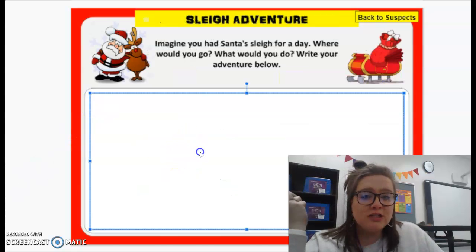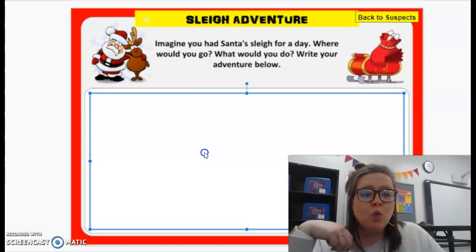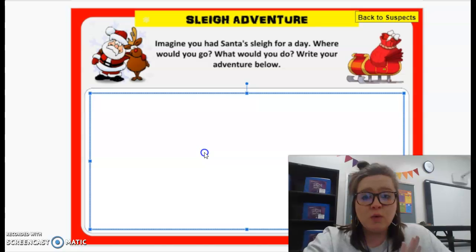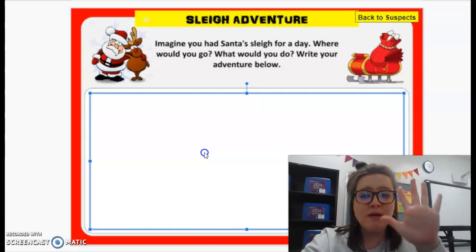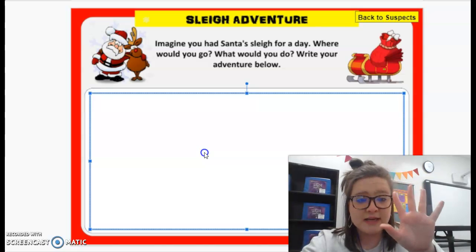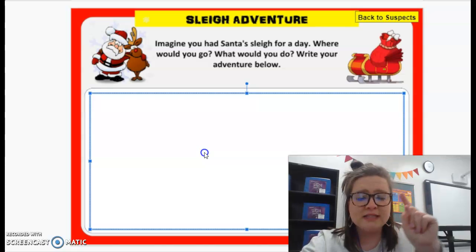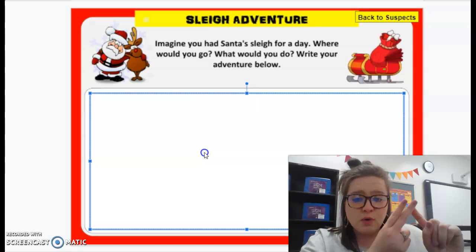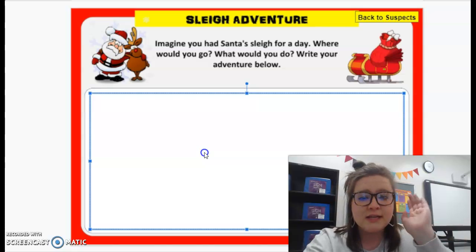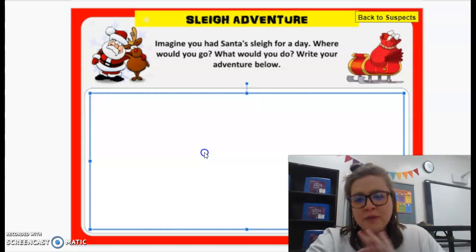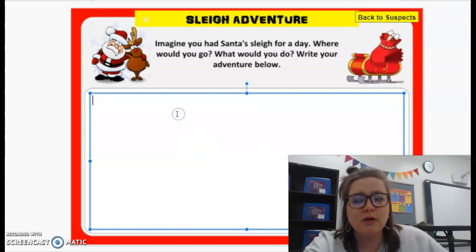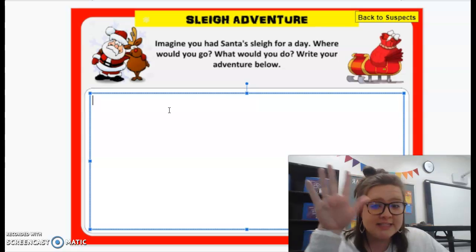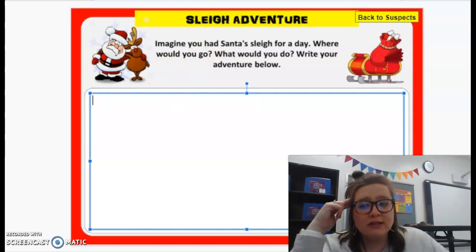Okay? Imagine you had Santa's sleigh for a day. Where would you go? What would you do? Write about your adventure below. You have to do this. All right? I need a minimum of 5 sentences. Okay? 5 complete sentences. Where would you go and what would you do? You have to answer those 2 questions in this paragraph. You just double click and you can type, okay? A minimum of 5 sentences, and you have to answer these 2 questions.